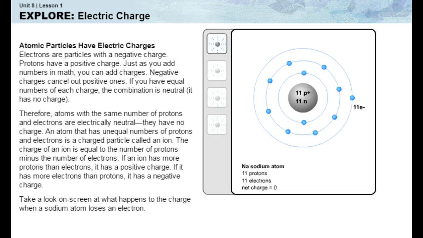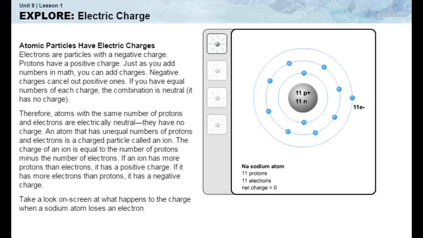Electrons are particles with a negative charge, and protons have a positive charge. Just as you add numbers in math, you can add charges. Negative charges cancel out positive ones. If you have equal numbers of each charge, the combination is neutral. It has no charge. Therefore, atoms with the same number of protons and electrons are electrically neutral.